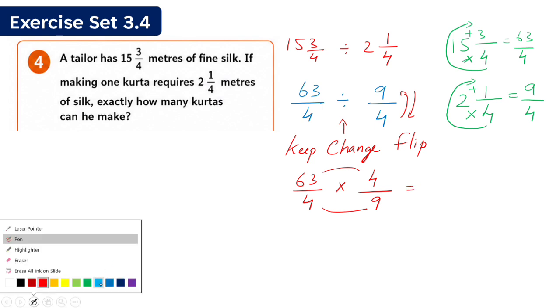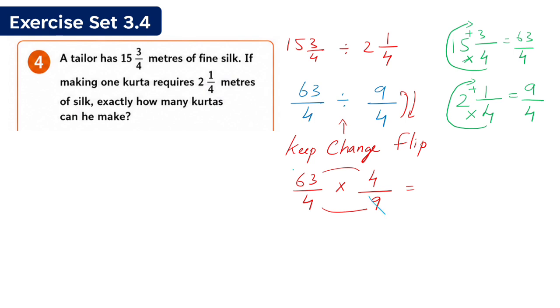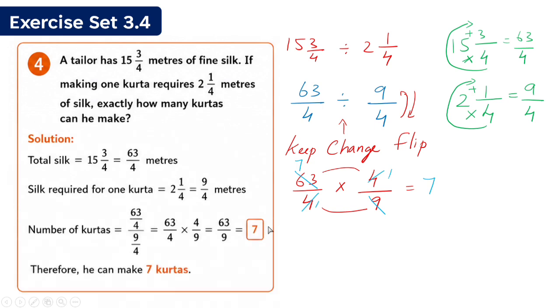While you do this, you can see that 9 divides 63 7 times, because 9 times 7 is 63, and 4 can be divided by 4 once. So 4 divides 4 once. And so the answer is a whole number, which is 7. So 7 is the answer, which means that 7 kurtas can be made from this many meters of fine silk.